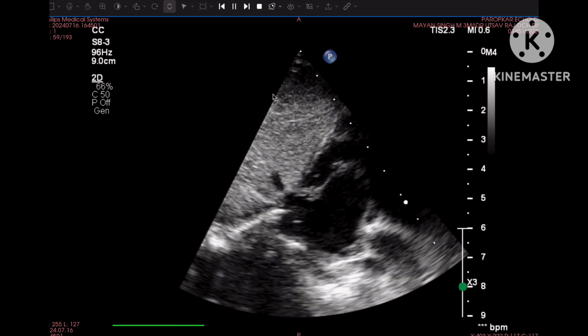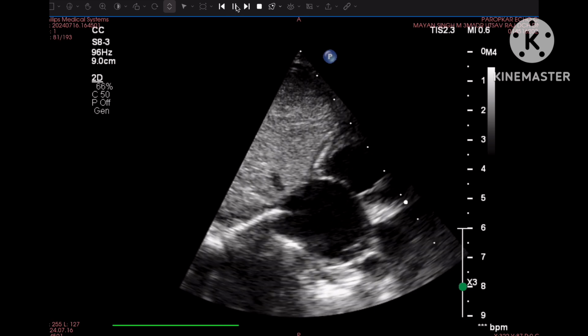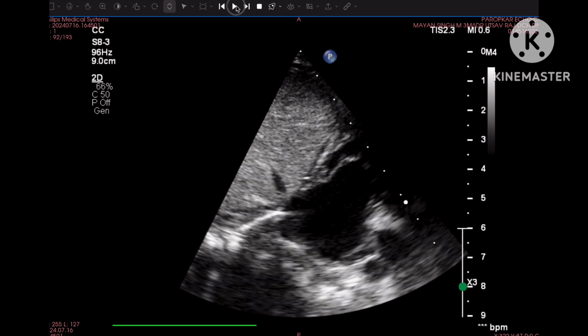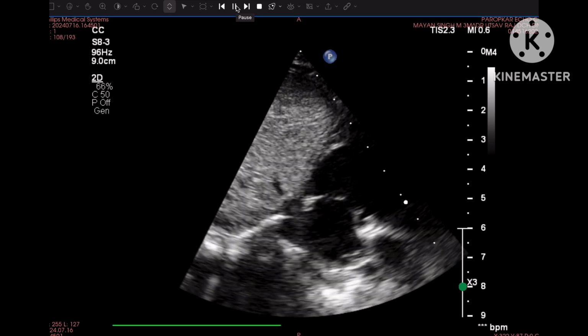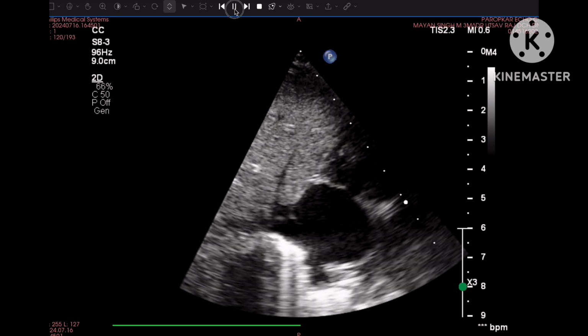In this view you can see, then this part is left atrium, this is right atrium. No, see, this is left atrium. So a small size left atrium comes in this view. So you have to be confident. Only then you can diagnose this type of ASD confidently.